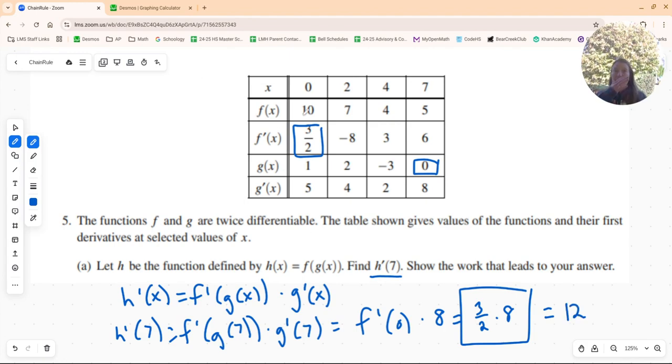Cool. This has been the chain rule. I hope that you find it helpful. I definitely prefer to use the chain rule rather than the quotient rule or the product rule whenever I can get away with it. Yeah, keep watching.